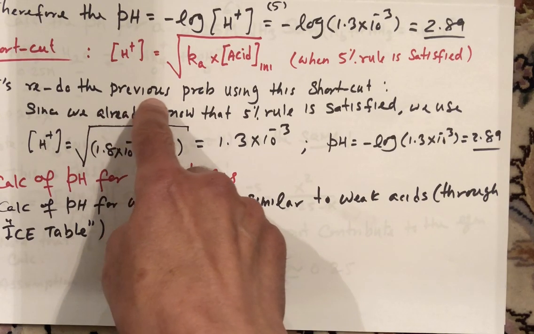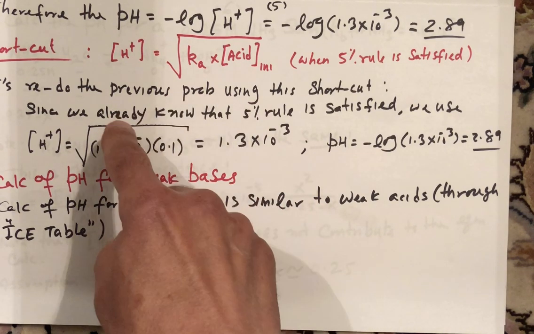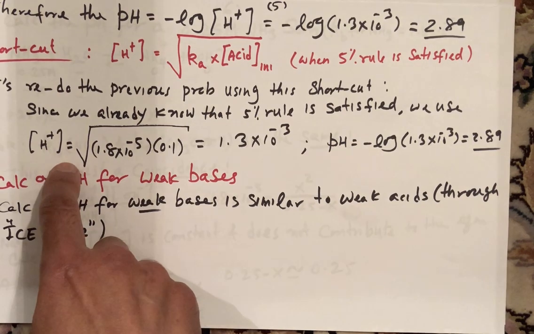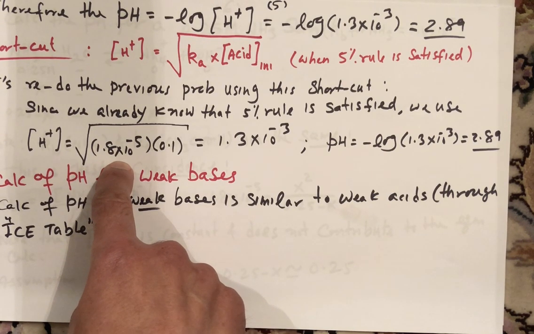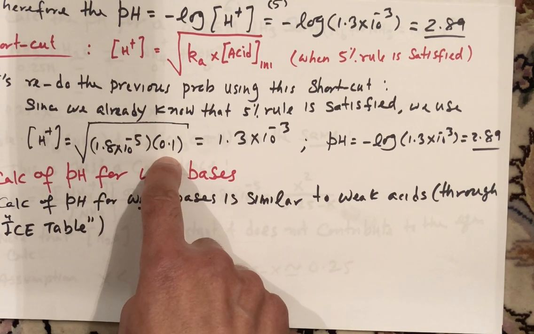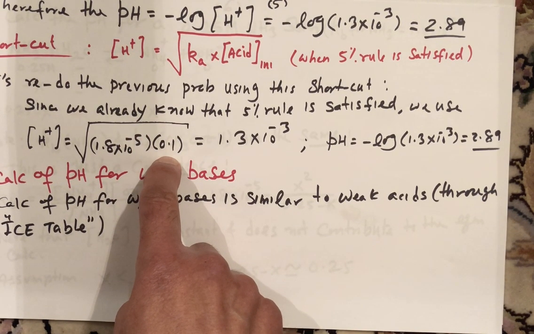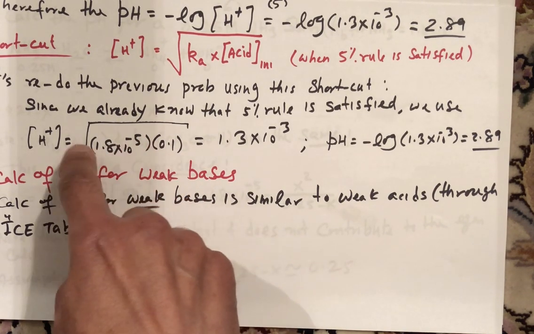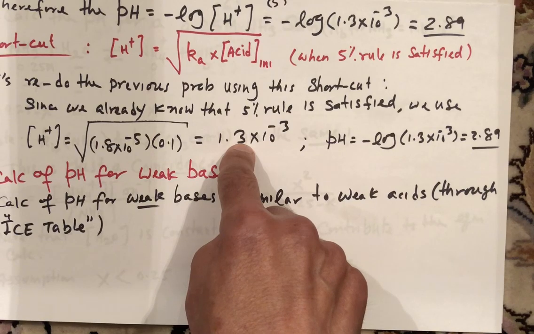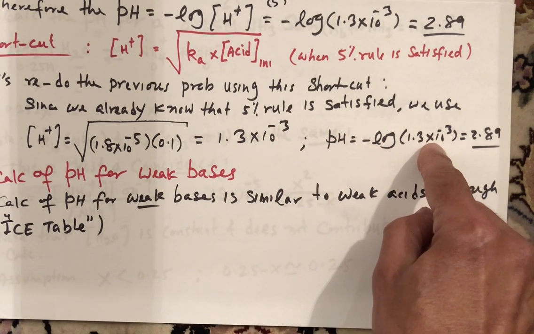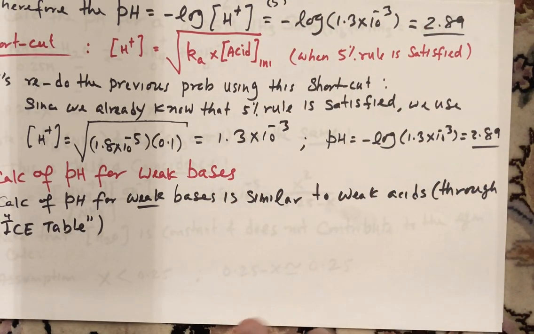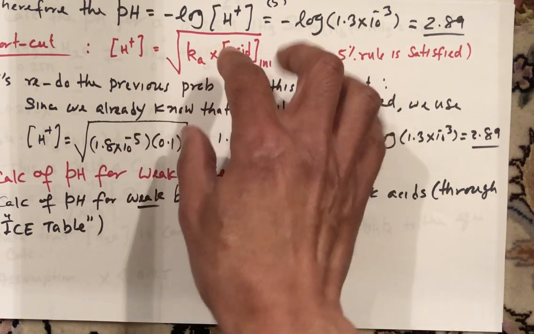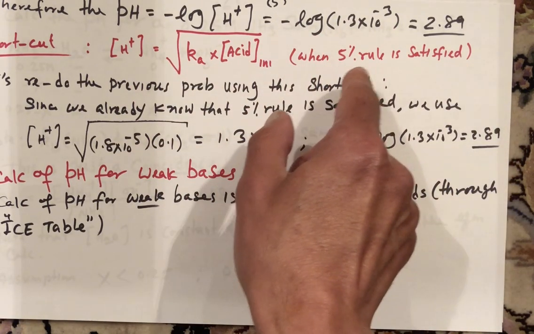So if you want to redo the previous problem using this shortcut, you write down H plus is equal to the square root of the Ka, which is given in the problem, 1.8 times 10 negative 5, times the initial concentration of the acid, again given to us, 0.1. If you multiply these two numbers and take the square root, you get 1.3 times 10 negative 3. And pH is simply negative log of that, 2.89. So they are the same. You can either go through the ICE table or just use the shortcut. Now, the shortcut, again, is valid when the 5% rule is satisfied.